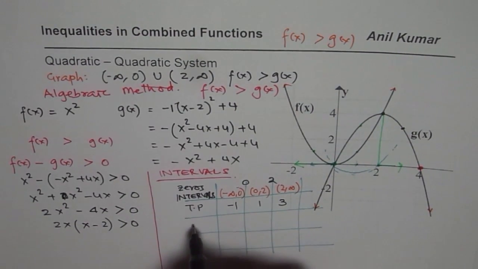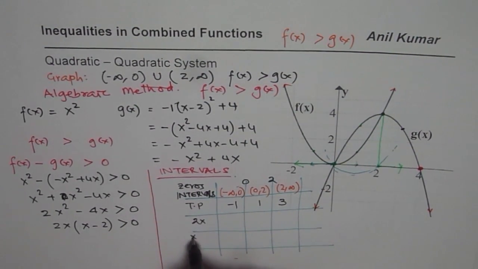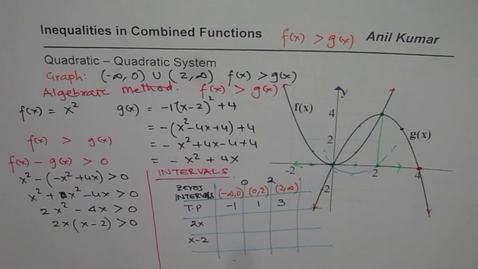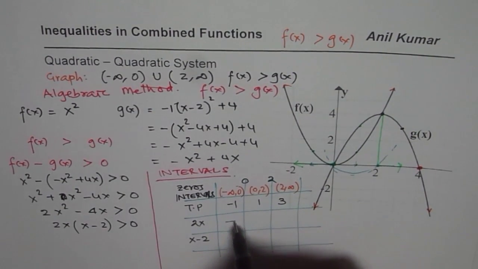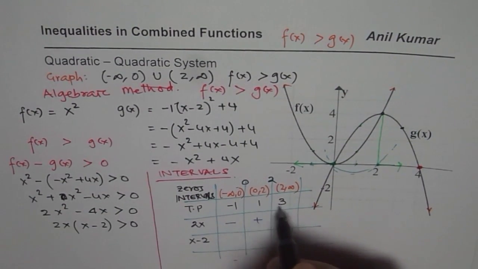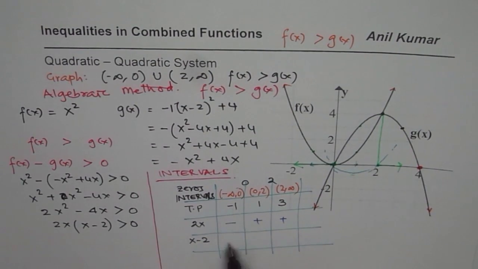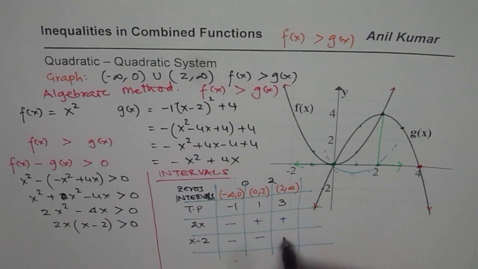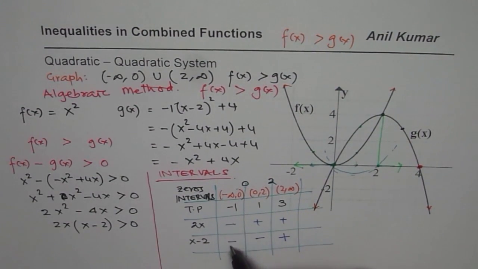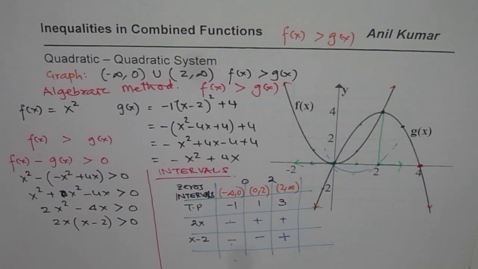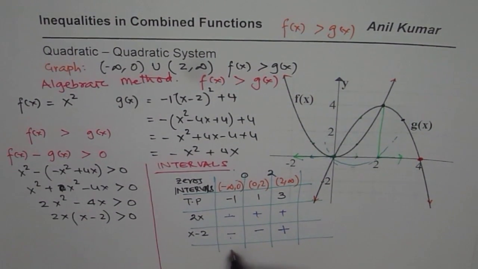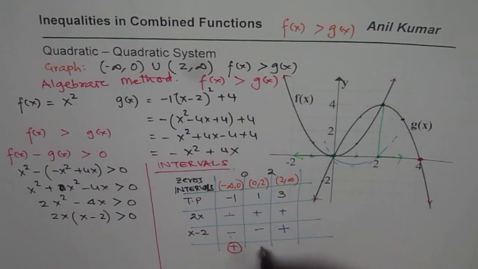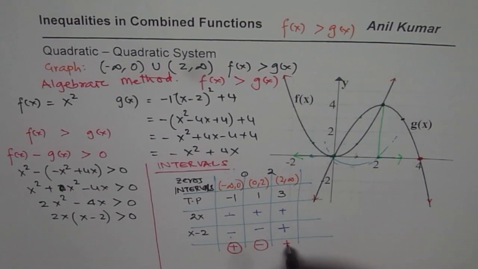And let's analyze our factors. The factors are 2x and x minus 2. If I substitute minus 1 here, what do I get? I get a negative value for 2x, and positive values for 3 and 1. In x minus 2, minus 1 gives me a negative value, 1 will give me a negative value, but 3 will give me a positive value. When I multiply two negative values, I get a positive value. So here I get a positive value. In this interval negative, and in this one positive.